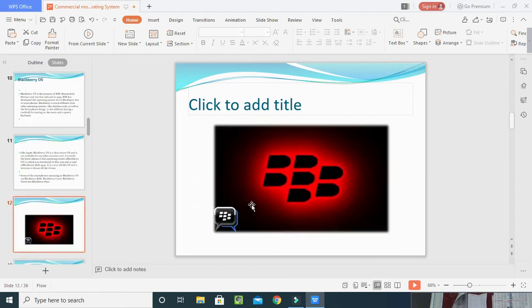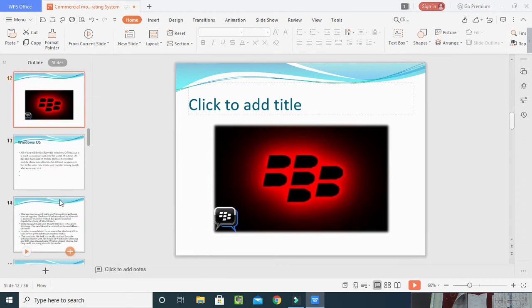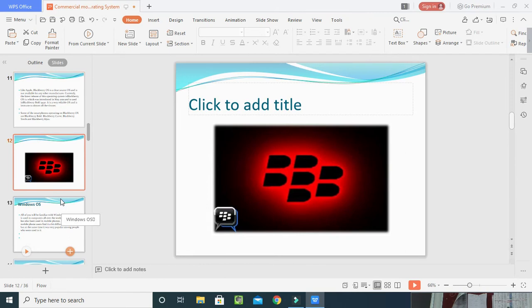It has the trackball, which sits in black, and you will see the QWERTY keyboard. So this is the symbol of the BlackBerry operating system. I hope students understand that the BlackBerry is like the black ball and the QWERTY keyboard which is there on the screen. This was a symbol of the BlackBerry operating system.